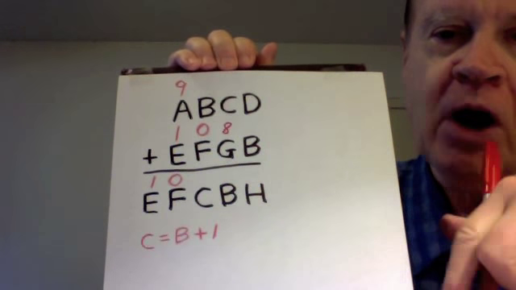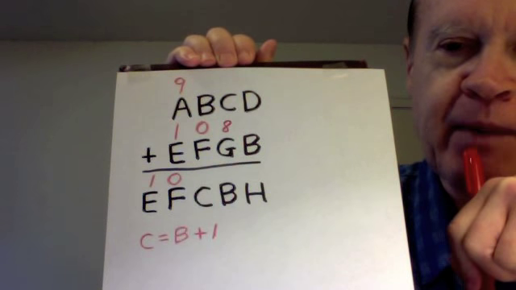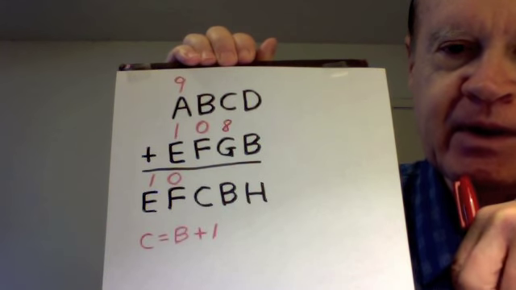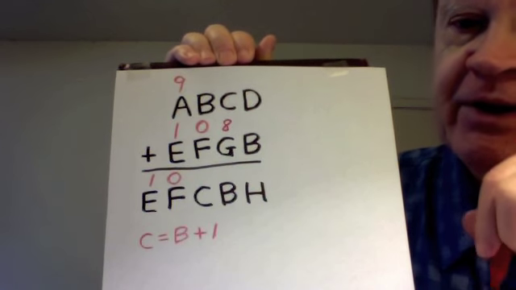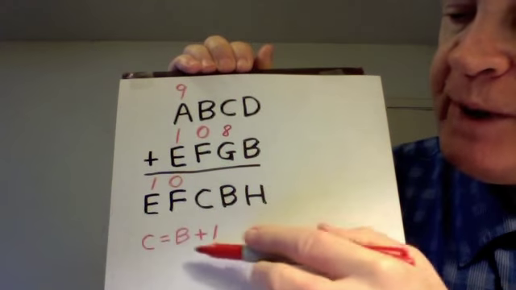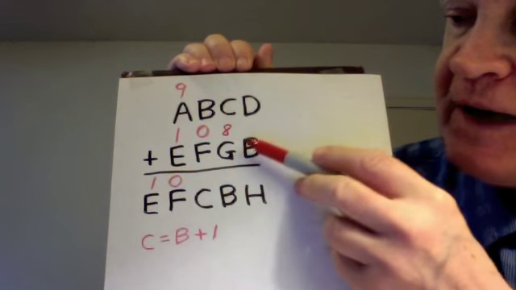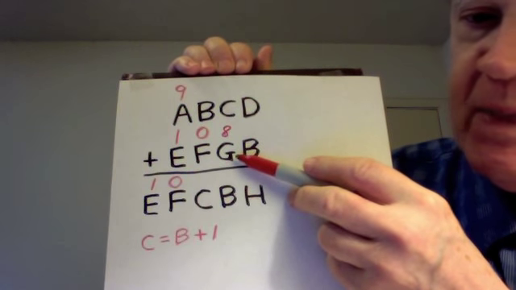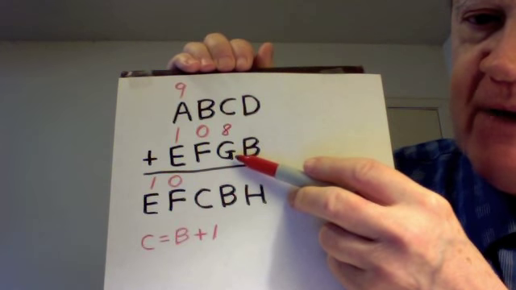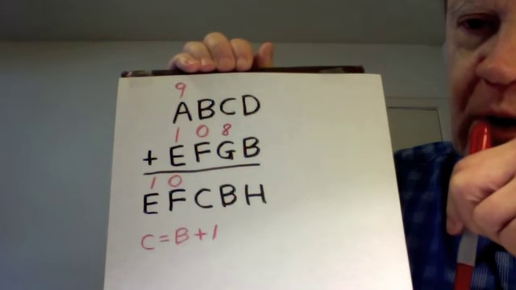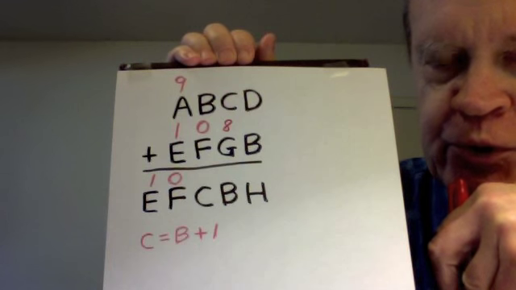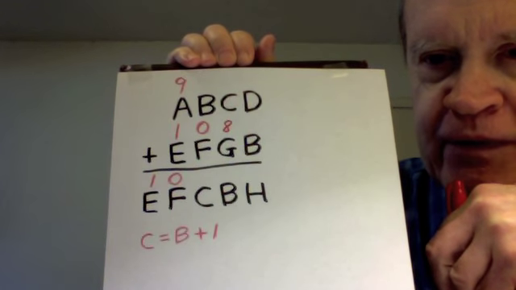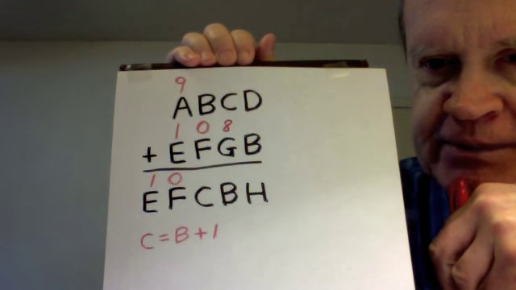So let's focus on what B might represent. Could B represent 7? No, because if B is 7, C is 8, and 8's already been assigned to G. So B can't be 7. So the possibilities as of now for B are 2, 3, 4, 5, or 6.